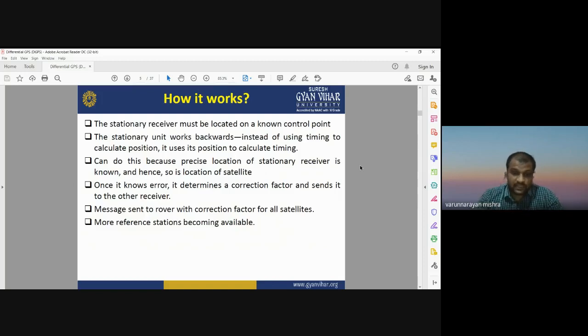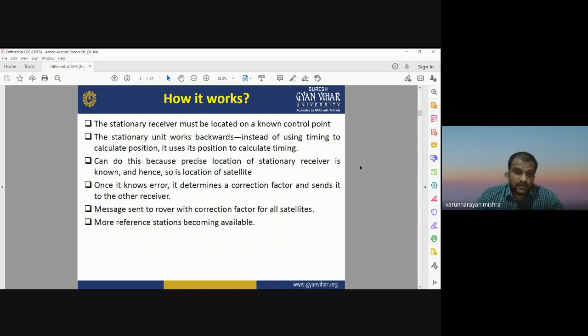But the signal received by that base station also has error. That error has some distortion, some shifting in the positional accuracy, and you already know the exact location. So you can apply the differential technique. You can rectify that error by knowing its accurate position. Once it knows the error, it determines the correction factor and sends it to the other receiver.